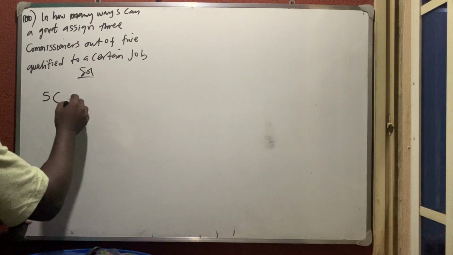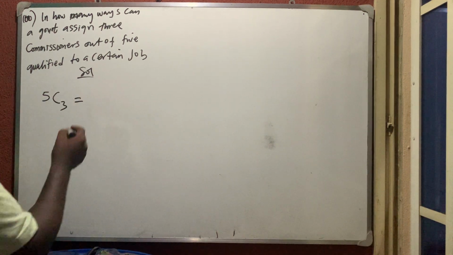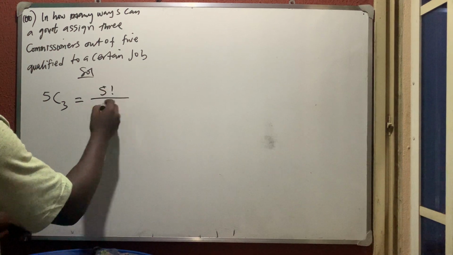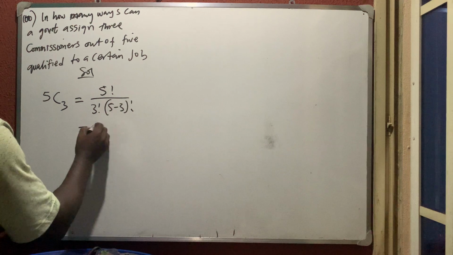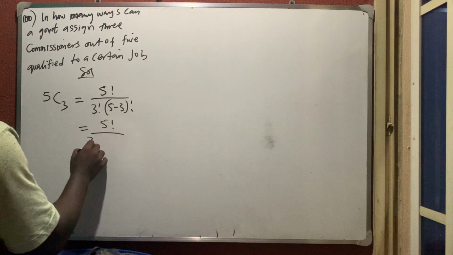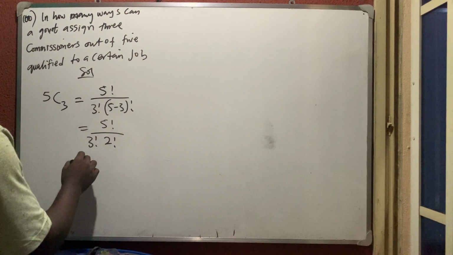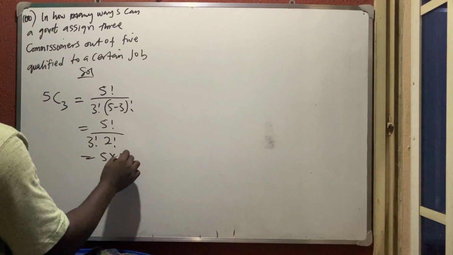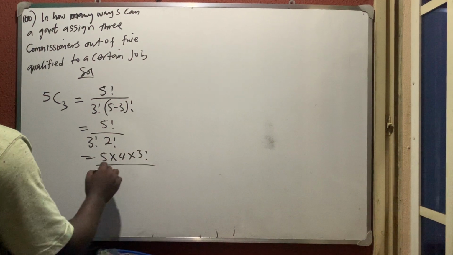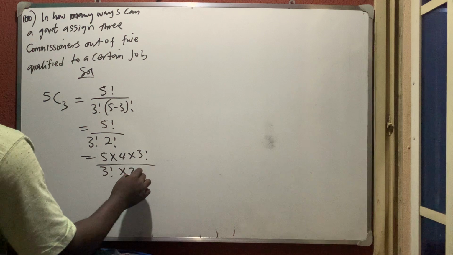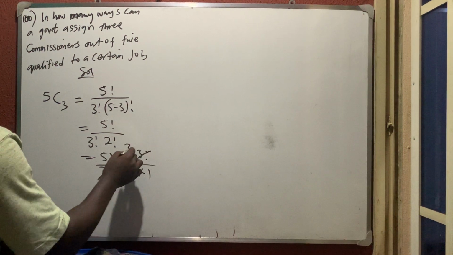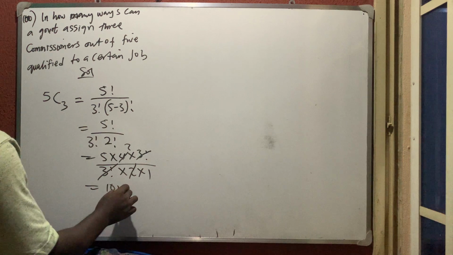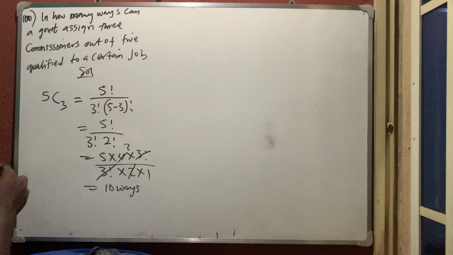That is selection. Okay, we are selecting 3 out of 5. That is 5 factorial all over 3 factorial times 5 minus 3 factorial, which is 5 factorial all over 3 factorial, 2 factorial, which is 5 times 4 times 3 factorial all over 3 factorial times 2 times 1. So what do we have? This takes care of this, this takes care of this is 2. I'm having 10 ways. 10 ways for question number 100.